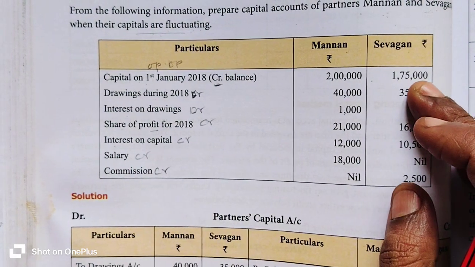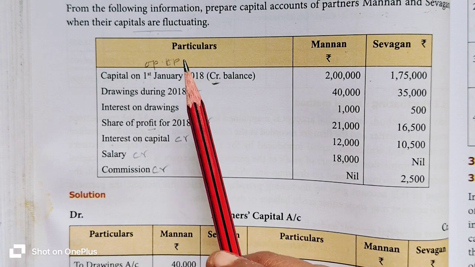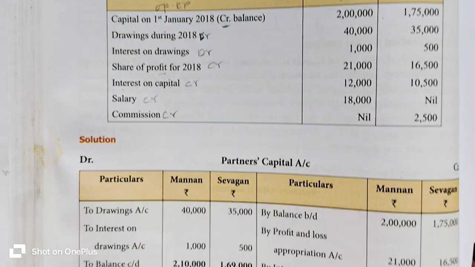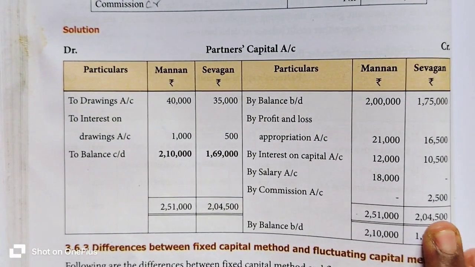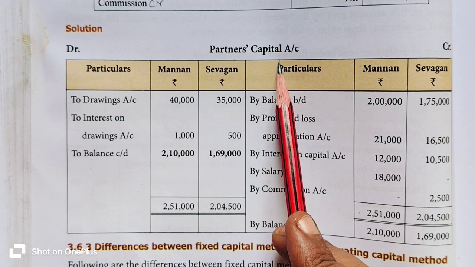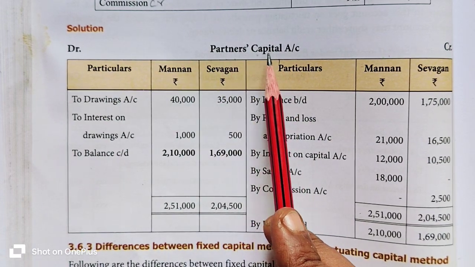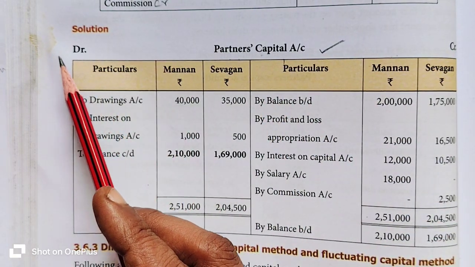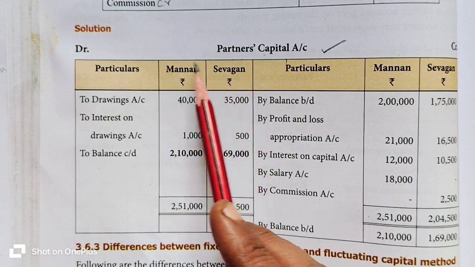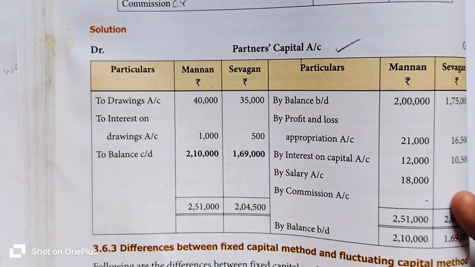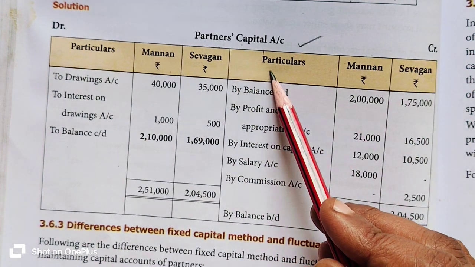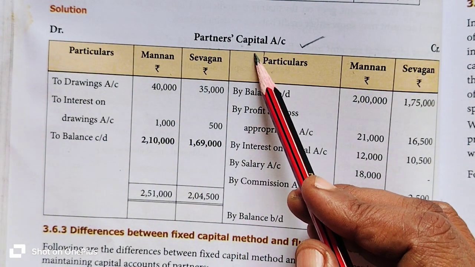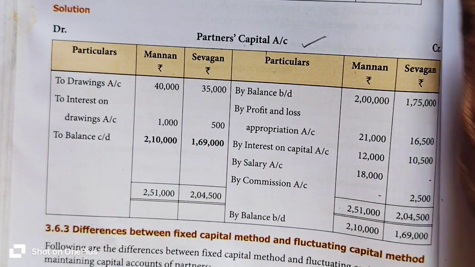So we marked what items will appear, whether debit or credit, on the fluctuating capital account. Now we are going to prepare the fluctuating capital method, which means partners capital, commonly called partners capital account. First we have to write the heading, that is partners capital account. The format you know very well. On the left hand side debit, particulars, Mannan and Sevagan, the respective partners' names. On the right hand side credit, particulars, Mannan and Sevagan. If they give the date, you create the date column on both debit and credit sides.